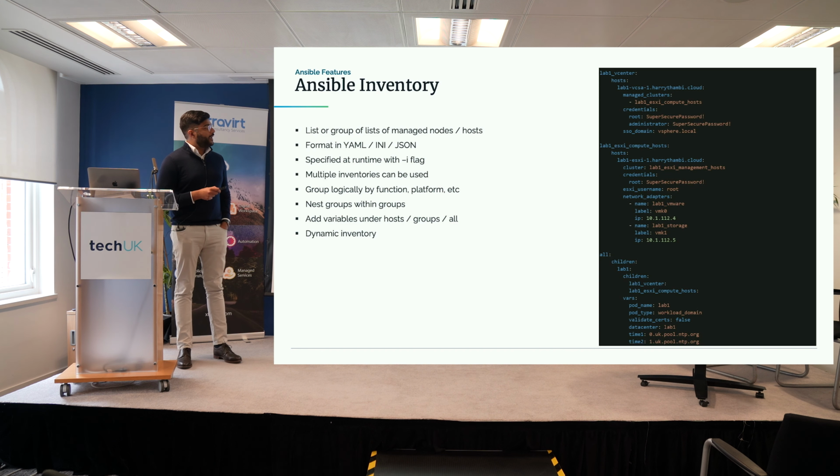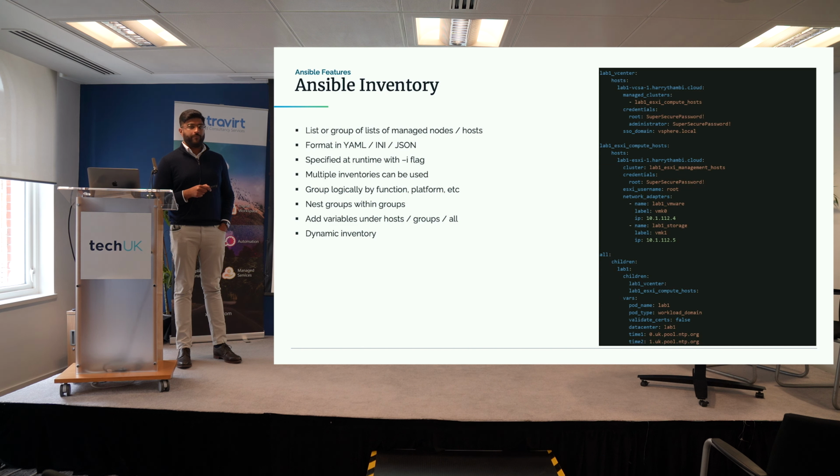So I've got a group called Lab 1 vCenter. I've got another group called Lab 1 ESXi compute hosts. Within that group, I've got one vCenter with the host name mentioned, and one host, ESXi. Indented in is because the host has got a dictionary. The host has got to manage clusters. The vCenter manages the cluster ESXi compute hosts. Credentials, these are the credentials, and SSO domain.